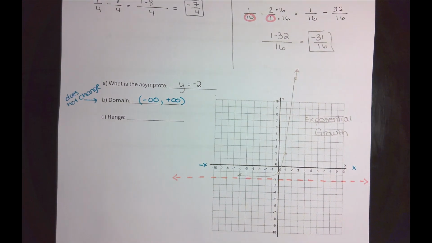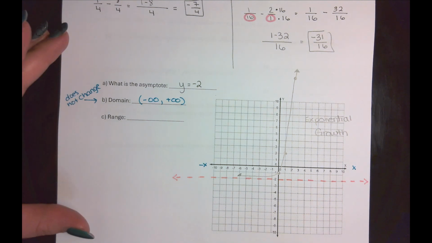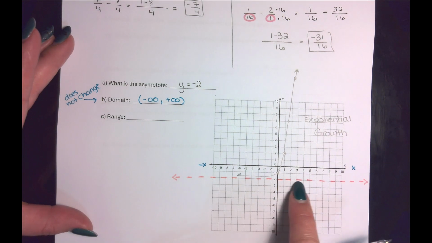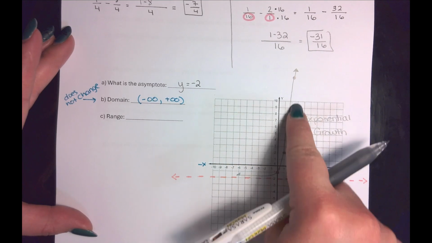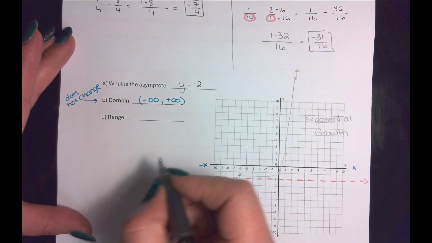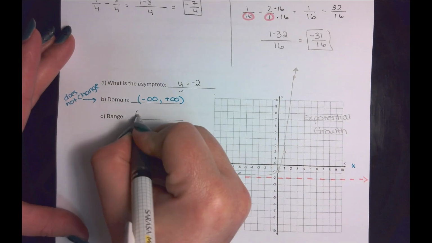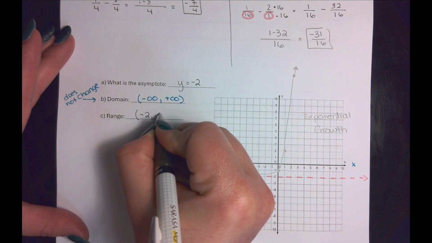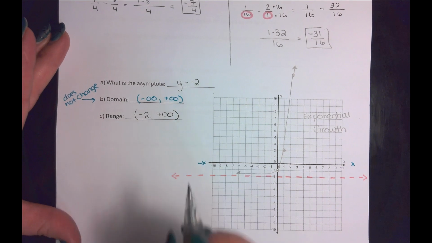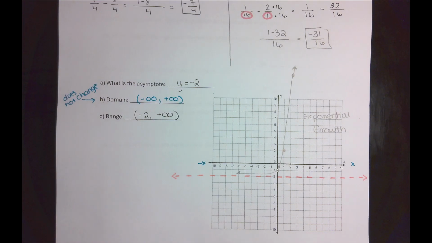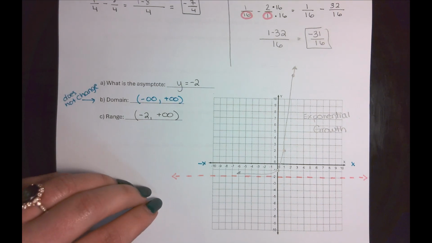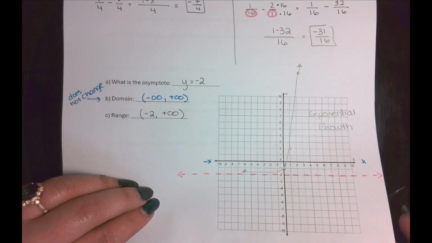Now for the range, range is going to be different. Range depends on your asymptote. And if you take a look here, we have a negative 2, and then we go all the way up, up, up, up to infinity. We always want to start with a smaller value. For us, our smaller value is negative 2, and we go all the way up to positive infinity. It doesn't always go up to infinity. If you have a decay function, then we can go down to negative infinity. All right, let's go ahead and move on.